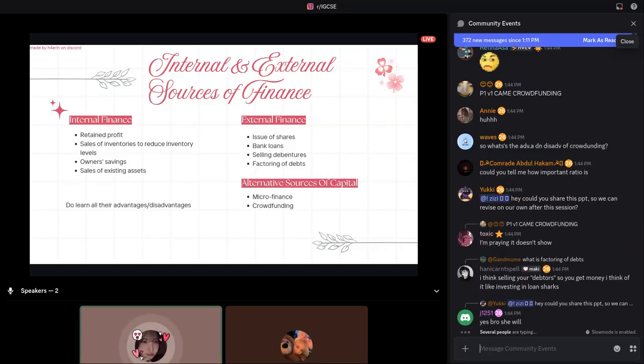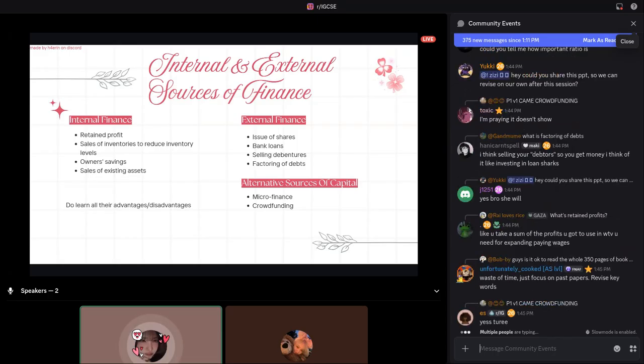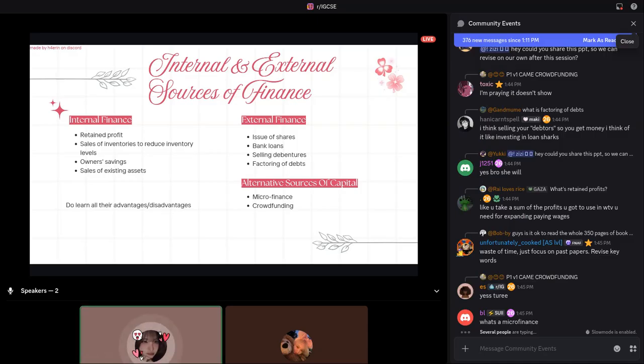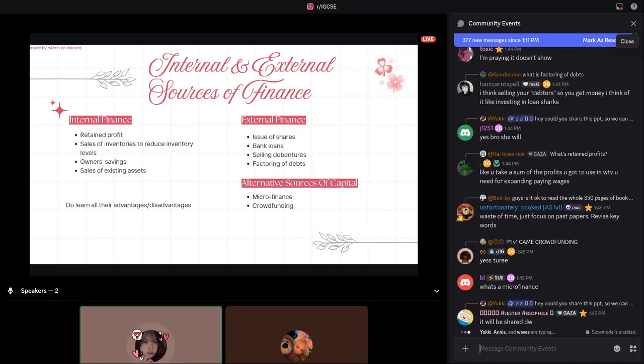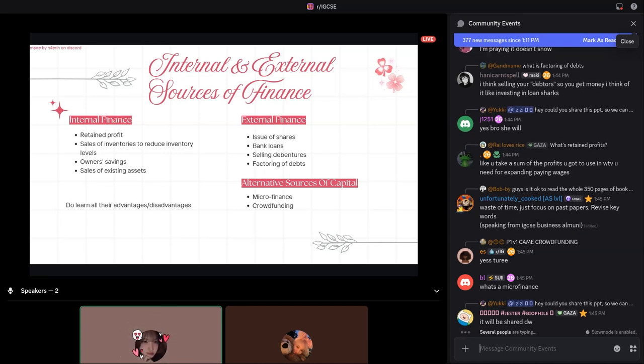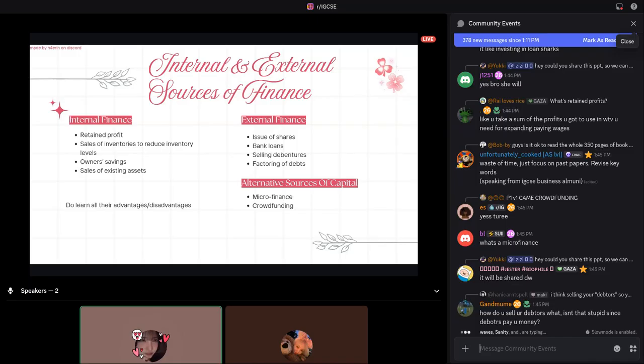Someone is asking here, what is retained profit? To put it in simple terms so that you can understand easier, retained profit is a portion of a company's earnings that isn't paid out to the shareholders as dividends, but is instead kept by the business for future use.